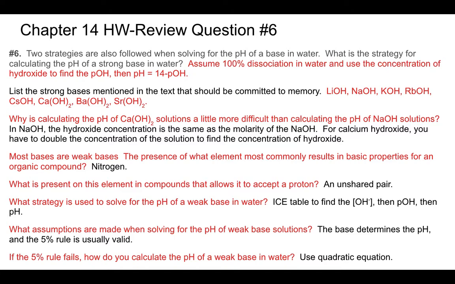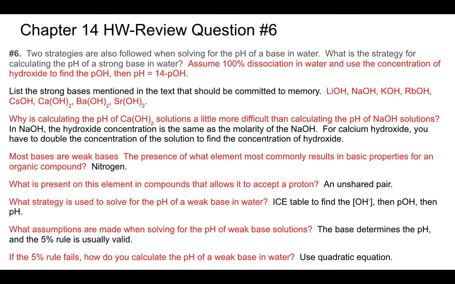Most bases are weak bases. The presence of what element in organic compounds typically signifies a base, and that would be the nitrogen atom. And what is present on nitrogen that allows it to accept a proton? It's the unshared pair. So the unshared pair on nitrogen allows it to single bond to a proton. So ammonia can make ammonium, or generally any organic compound containing nitrogen can also be basic.